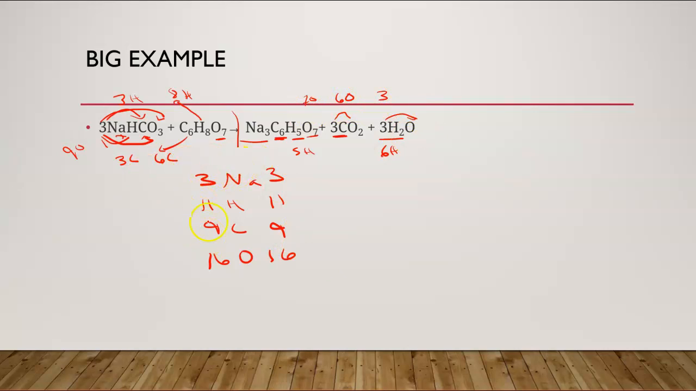So this is an example of a balanced chemical equation. That's what we're going to get to. But this is what you have to be able to do. You have to be able to count all this stuff up. Okay? All right.